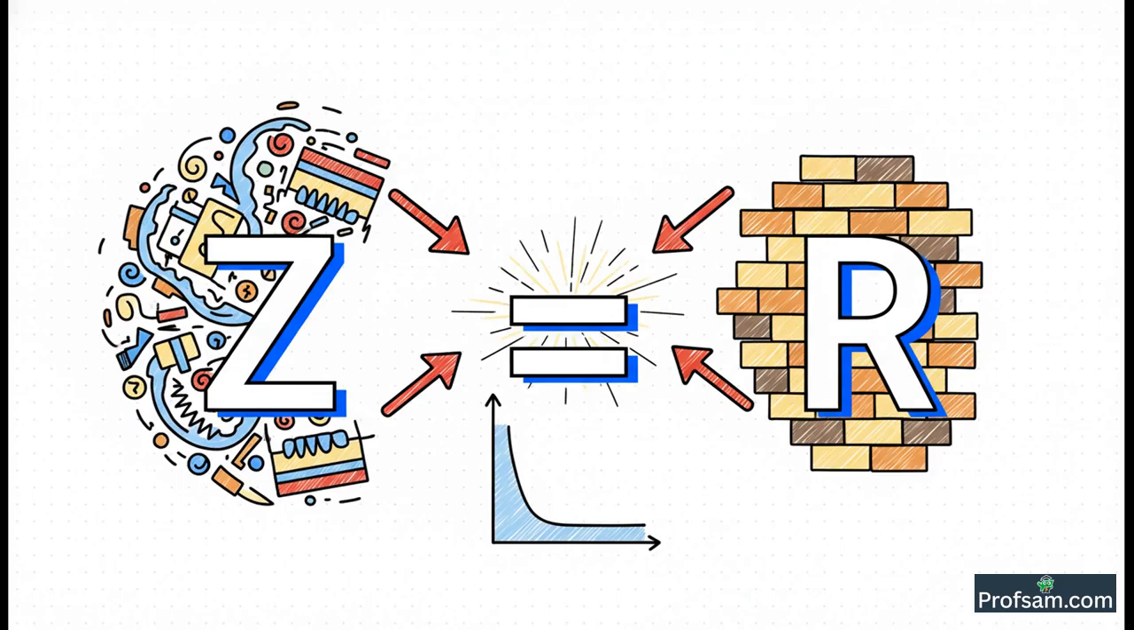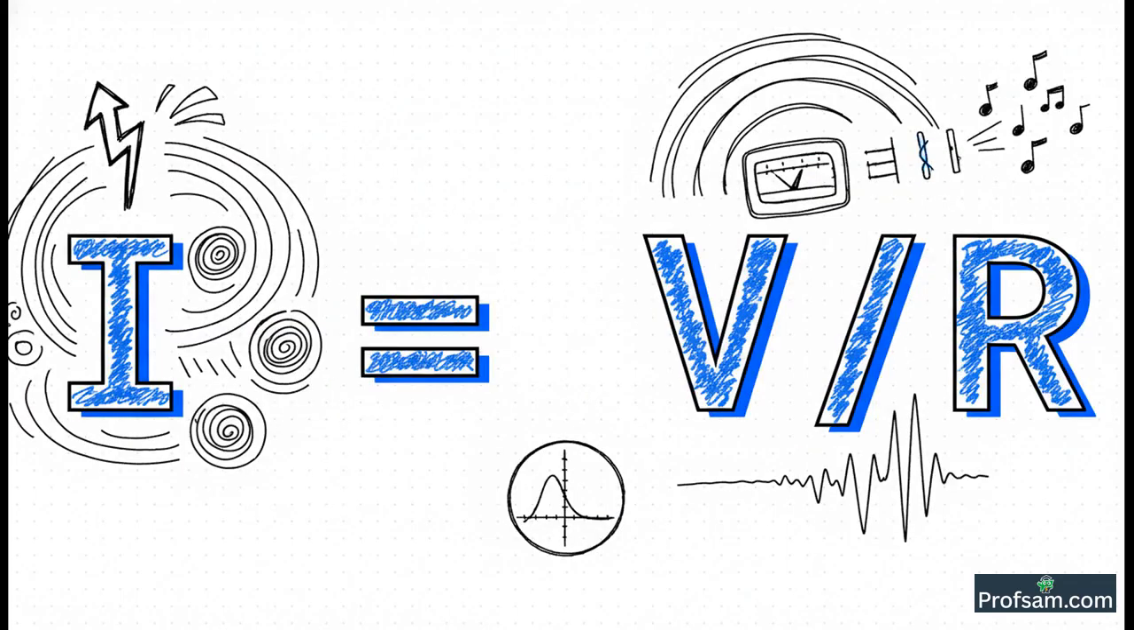So what happens to the total opposition, the impedance Z? It drops down to its absolute minimum possible value. The impedance Z simply becomes equal to the resistance R. And according to Ohm's law, if the total opposition is at its lowest, what will happen to the current? Exactly. The current will surge to its highest possible value.